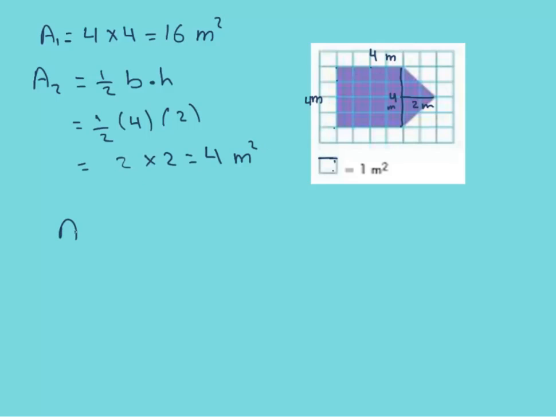The total area here is, add these two areas, 16 plus 4. The answer is 20 meter square. This is the area, 16 plus 4. The answer is 20 meter square.